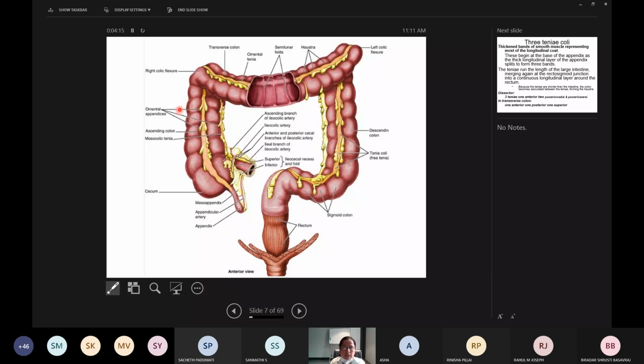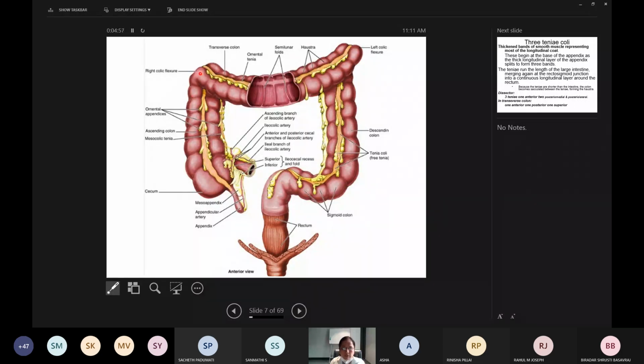Okay, so the three cardinal features of the large intestine are the taenia coli, the sacculations or haustrations, and the appendices epiploicae. So these are called the taenia coli. What are these taenia coli? These are the thick bands, or the aggregations of the longitudinal muscle coat of the large intestine. They form the bands, so they are called the taenia coli. The taenia coli is around 4 feet in length. So this 4 feet taenia coli inserts into the 6 feet long large intestine.